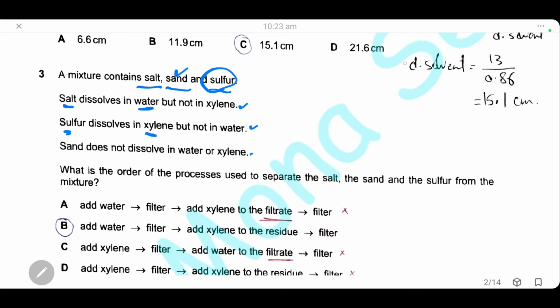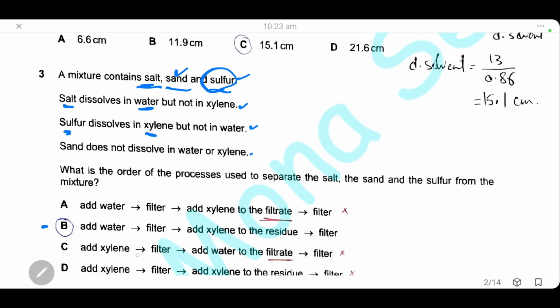Or we can do the reverse. We can add xylene, so the sulfur will be separated in the filtrate, and the salt and the sand will be left in the residue. So we will add water to the residue to separate the salt. Here we have the answer, number B: adding water, filter, then we add xylene to the residue and filter again.